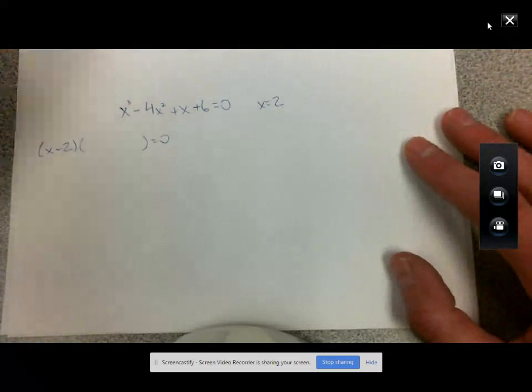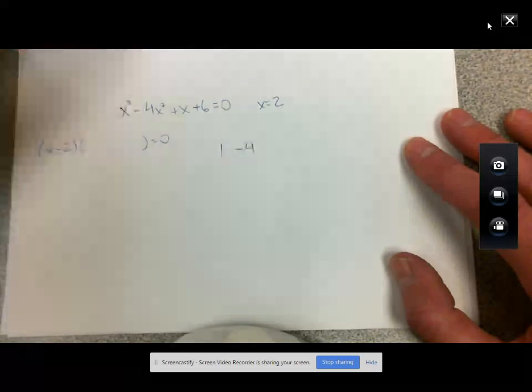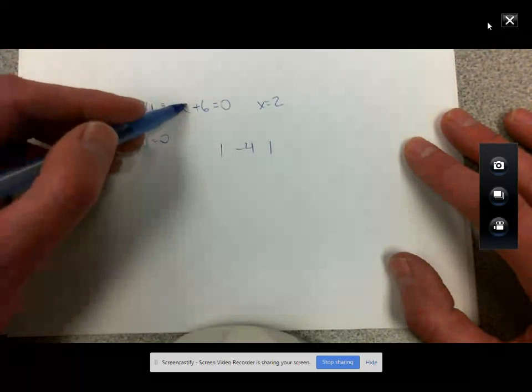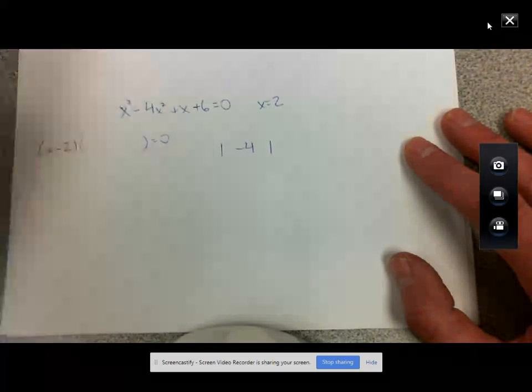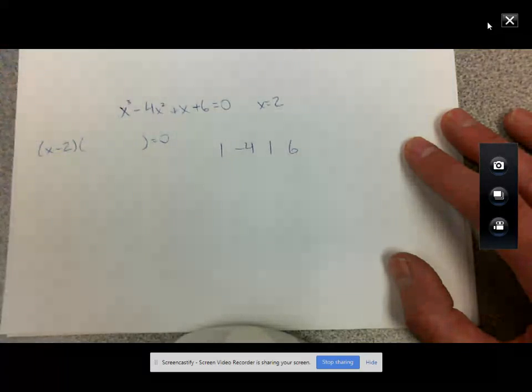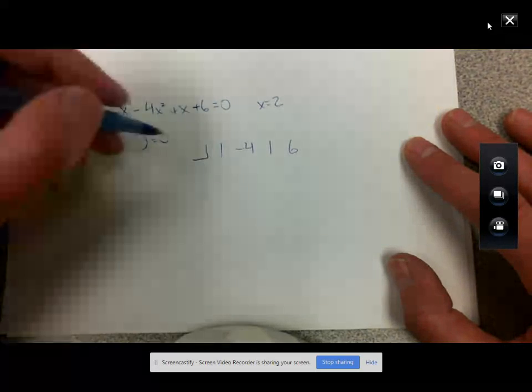So to use synthetic division, I'm going to look at the coefficients. So I'm going to have 1, negative 4, 1, and I'm going to check here quick. All the exponents are here. Yes, 3, 2, 1, 0. So I'm not missing any. I don't have to put any placeholders of 0. And my solution is 2.